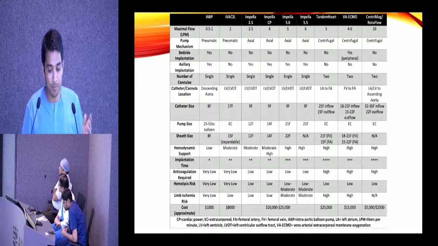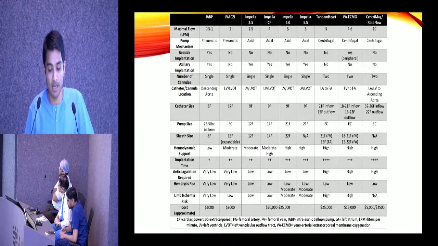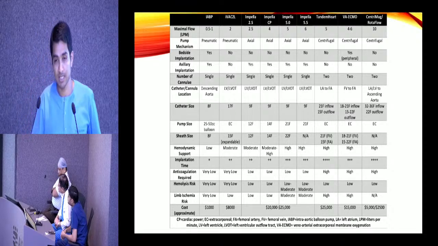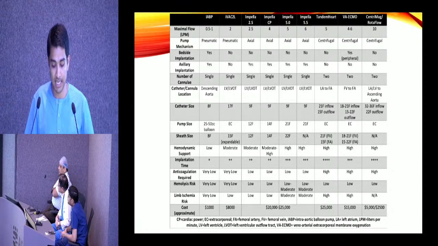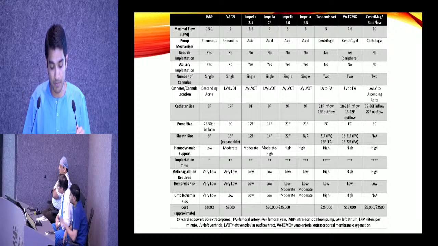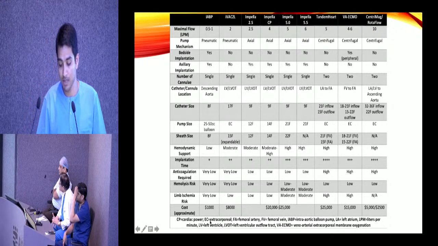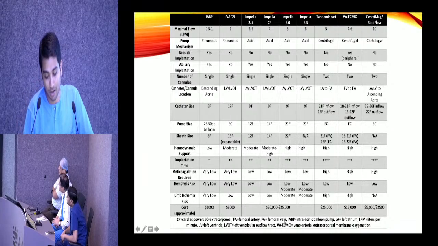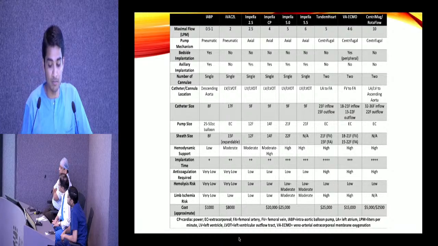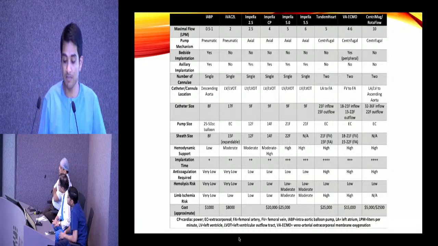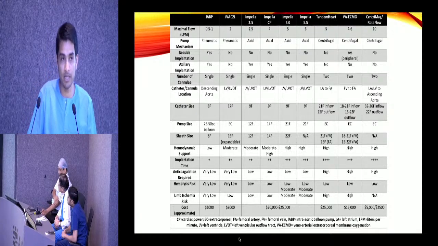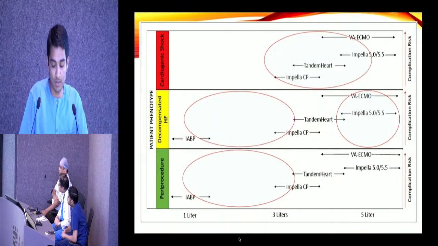So this is the table for reference, comparing the flows of all the devices, the size, the arterial and venous cannula size that you need, the amount of hemodynamic support, the limb ischemia risk, which worsens as the cannulae are large bore, and then the cost. I think the most expensive on this spectrum is the Impeller. The least expensive is the IABP. Tandem Heart we don't have, but ECMO falls somewhere in between, and then pulse cap falls just outside of that.